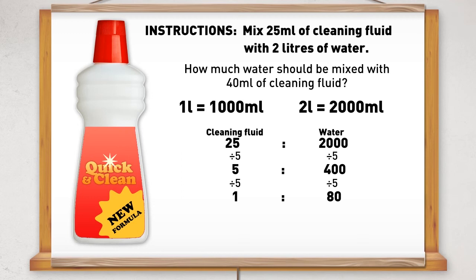Finally, if I want to find out how much water I need to mix with 40 millilitres of cleaning fluid, I have multiplied 1 by 40 to get 40, so I need to multiply 80 by 40, which gives 3,200 millilitres of water.